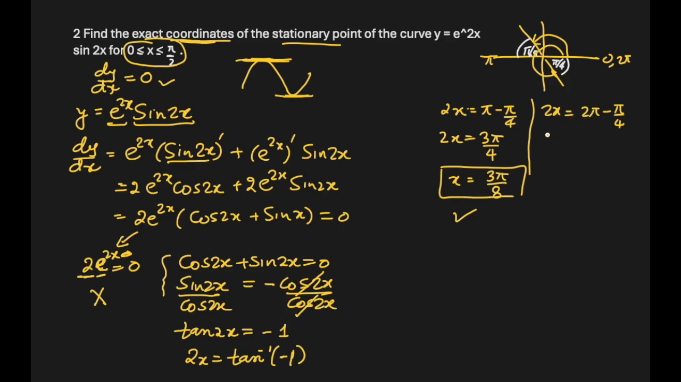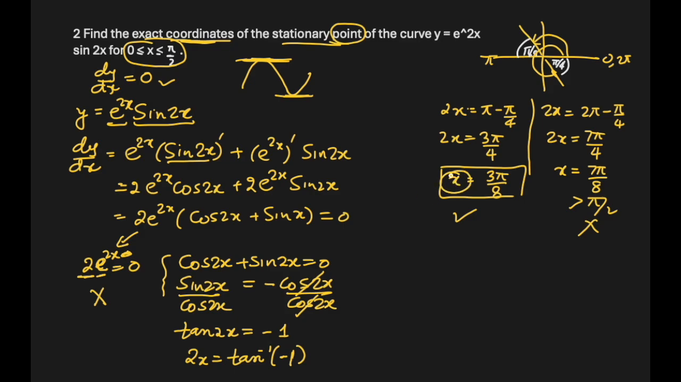What about this one? 2x is equal to 8 minus 1, 7 pi by 4, and x gives us 7 pi by 8, and 7 pi by 8 is more than pi by 2, so this answer is also ignored. There is only one stationary point, and that's what they're saying, stationary point, not points, but they said coordinates.